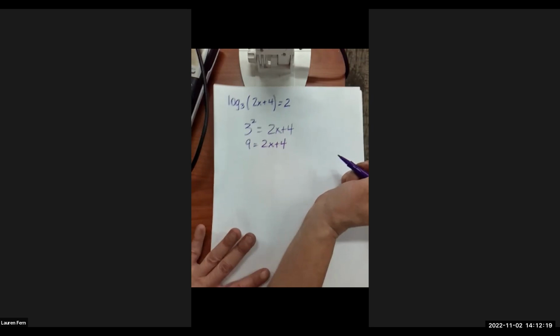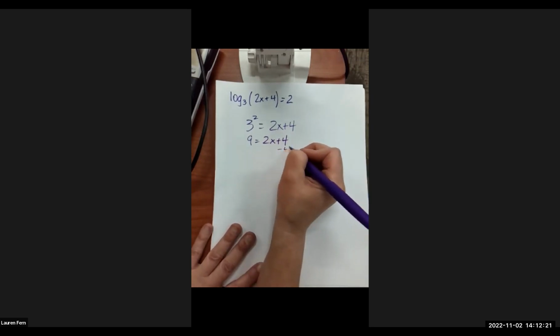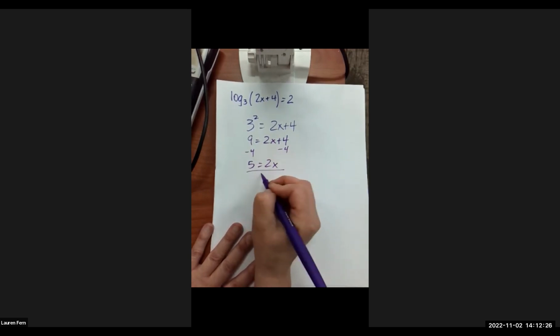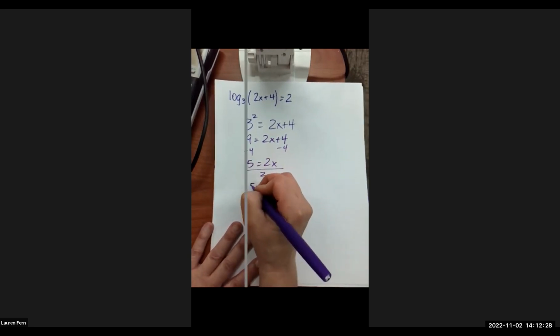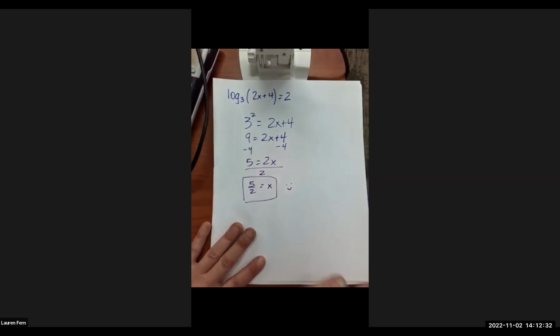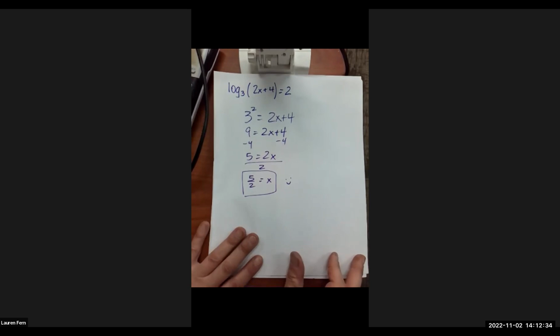What's my first step? Subtract 4. So I'm solving 2x equals 5. Divide both sides by 2. And I get x to be 5/2. Isn't that a cute little thing?